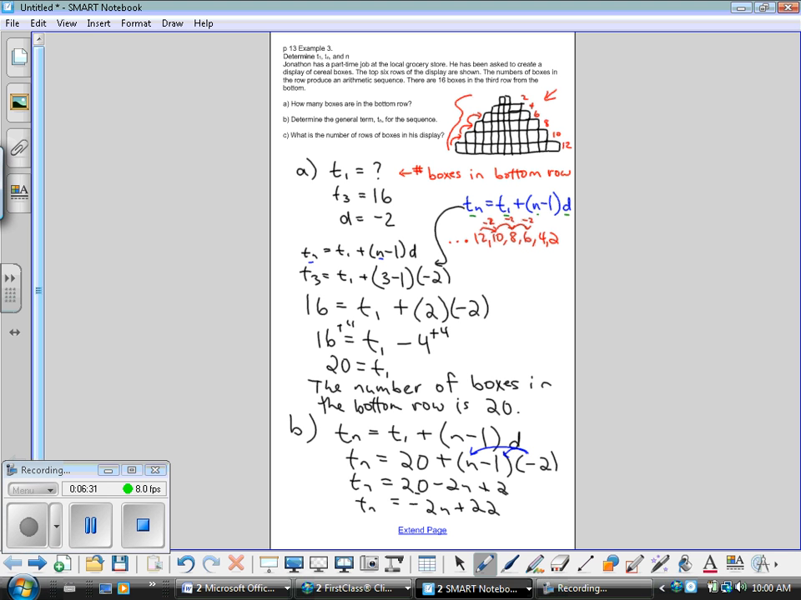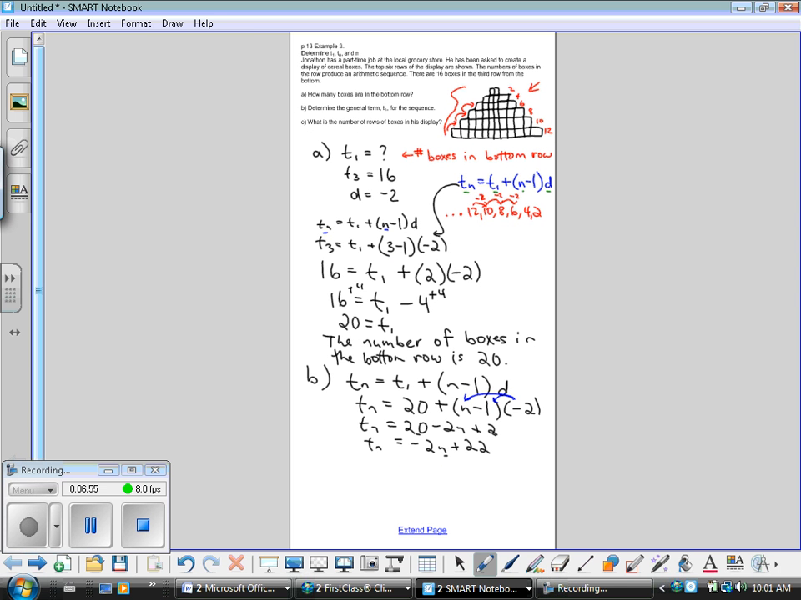So we can always find any term if we know its position by substituting the n value into this expression. So that would be our general term for the sequence. And then how many rows are there? How many rows are there in total?